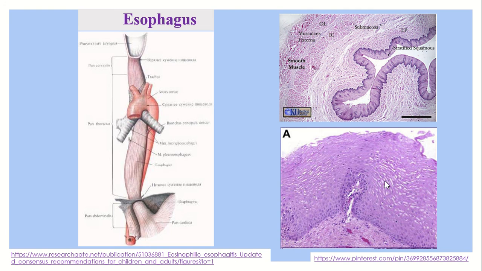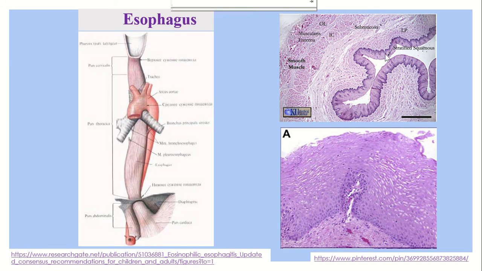The esophagus is the tubular part of the GI tract, approximately 25 centimeters long. As you know, the esophagus connects the oral cavity with the stomach, and it consists of layers such as the mucosa, submucosa, muscular layer, and the adventitial layer. That is the general structure of the wall of tubular organs as well.